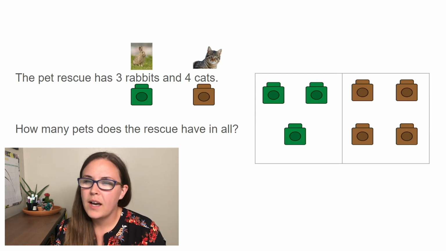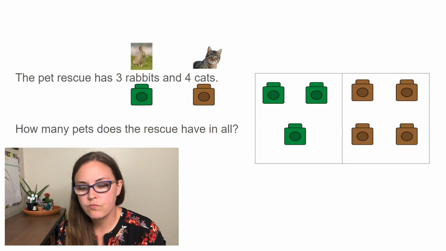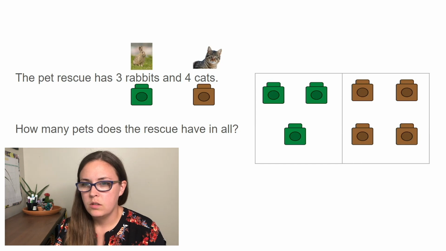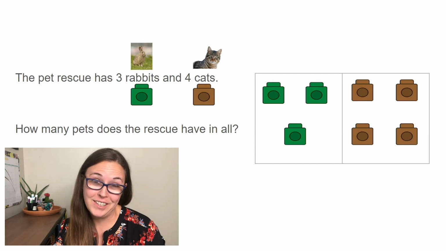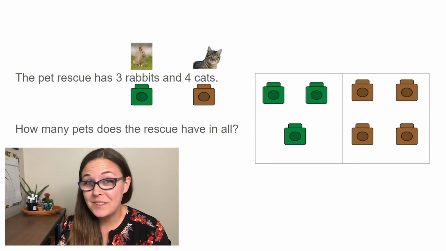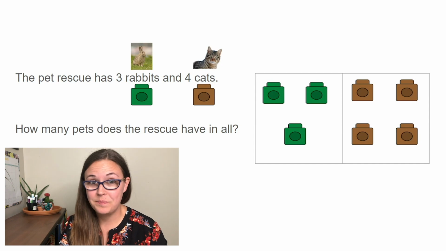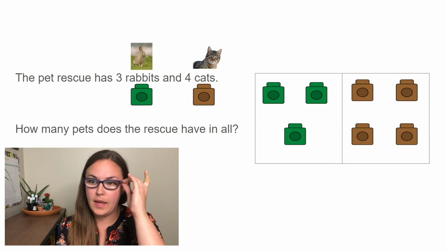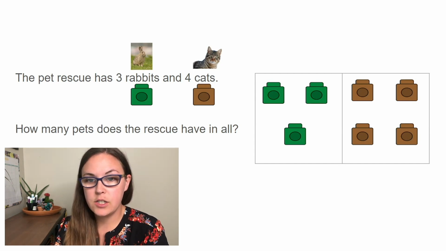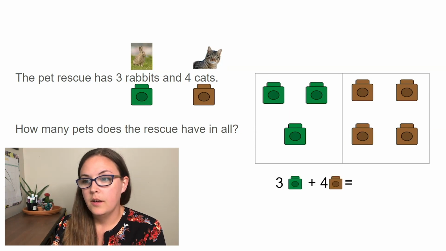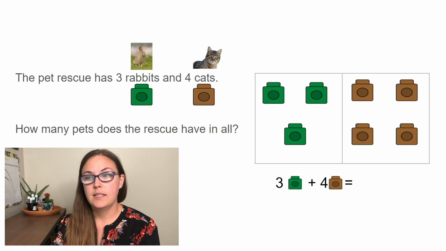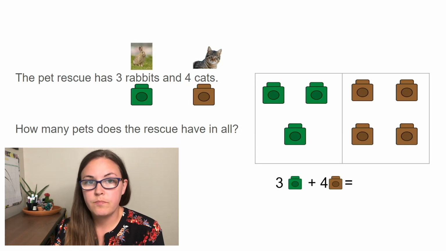Well, how do I figure that out? Do you know? I bet I can guess. It's the opposite of subtraction. We're going to use addition to solve this problem. So the first step in writing an addition problem is writing down the numbers that we have of the objects. My addition sentence is 3 green cubes plus 4 brown cubes.